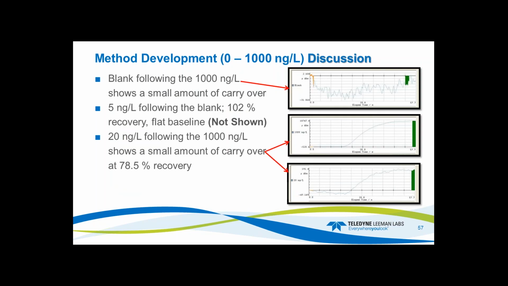So the blank following the 1,000, like I discussed, shows a little bit of carryover, not a lot. The 5 following the blank had a nice response. It's not showing, but it was 102%. And then again, the 20 following the 1,000 showed a small amount of carryover at a 78.5% recovery. So over here, you can see where it dips down below the line. It's just going to measure from the blank correction spot and was still kind of coming down to baseline. So the true baseline is probably down in here. So maybe a little addition to the rinse time would correct that.